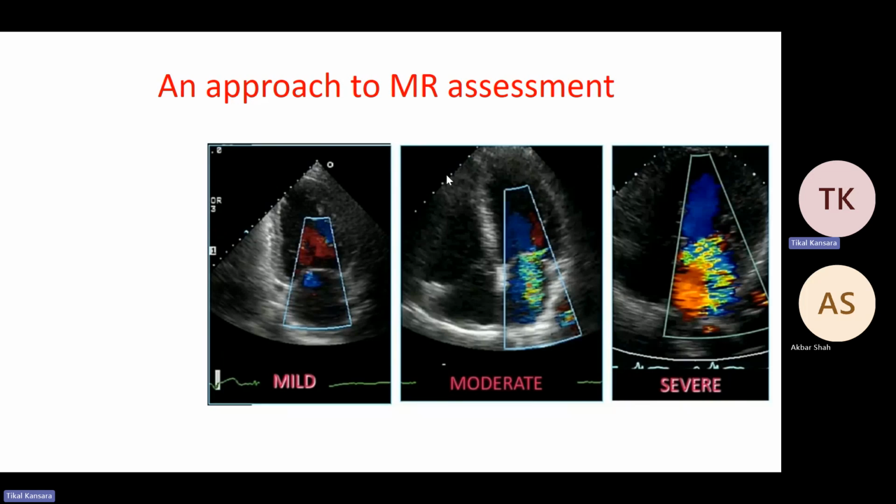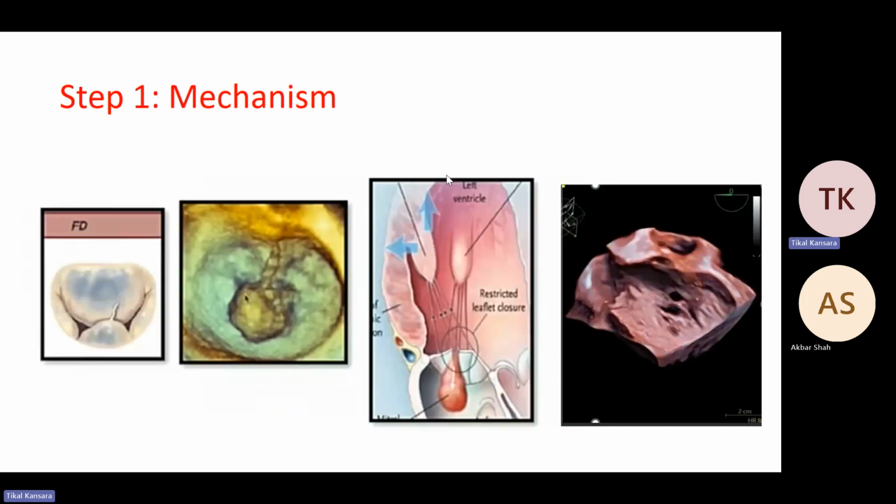The way to write a report, or the way to approach a patient who has MR and to have your checkbox in your mind, is to first look at the mechanism, which we already talked about, then look at the timing, when is the MR happening, and third is quantification. You need to quantify objectively how much is the MR. You cannot just say severe MR. You need to say severe MR with EROA of this, regurgitant fraction of this and regurgitant volume of this.